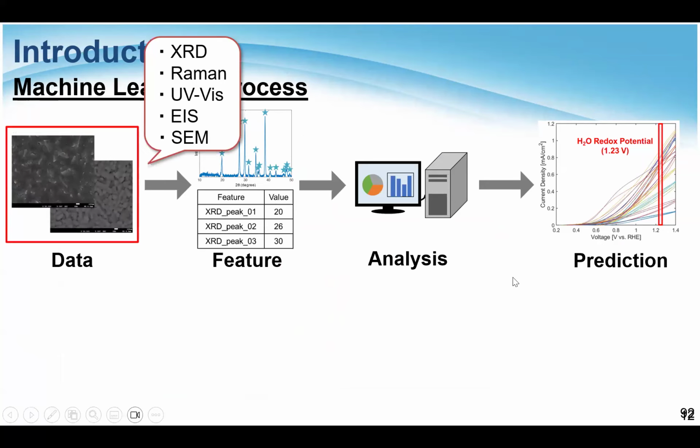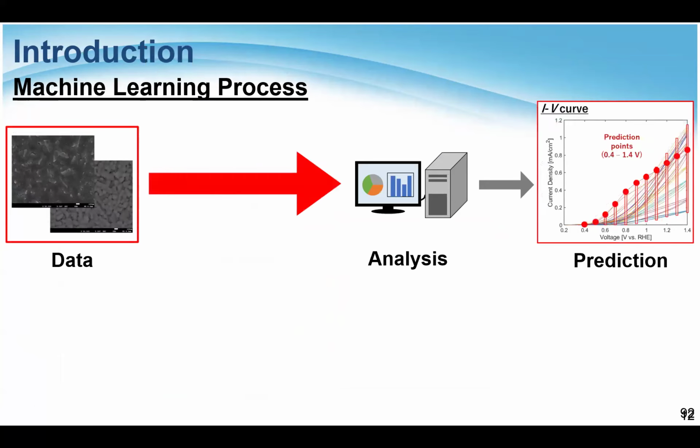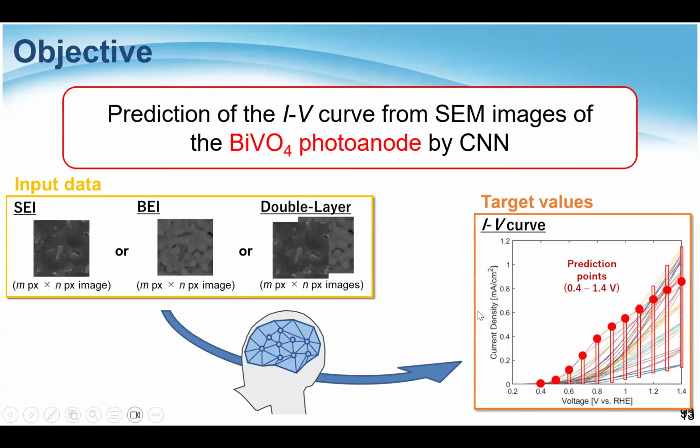However, in this case, SEM images are used to directly predict the whole curve points. To do so, we use a convolutional neural network, which is often used for the analysis of image data. So what we did is use the bismuth vanadate photoanode, combining the SEI image, BEI image, and a double layer image to predict the IV curve.